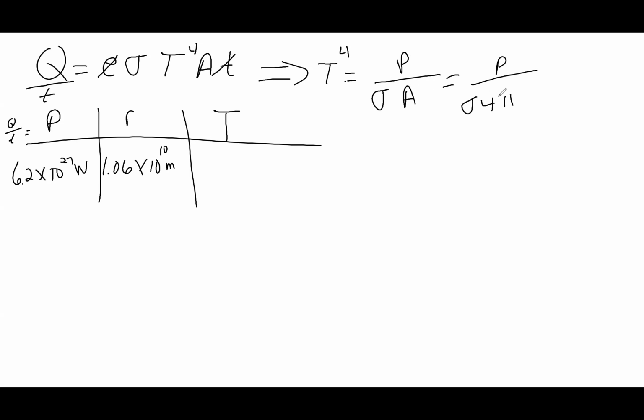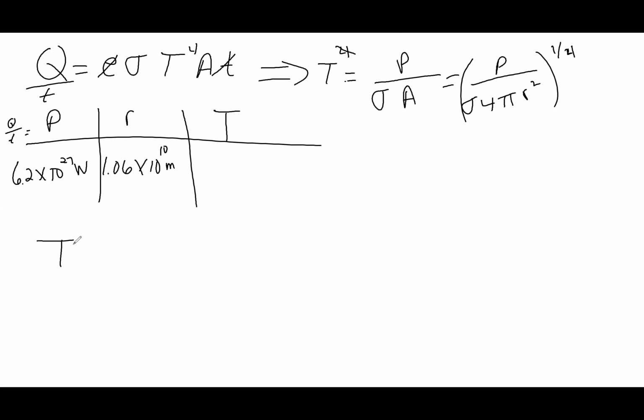4 pi r squared. That's the surface area of a sphere. Then to find the temperature, I'm going to take it to the 1/4 power. That means the fourth root. The fourth root means the 1/4 power.